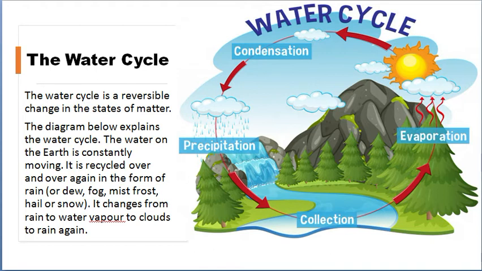The water on the earth is constantly moving. Students, you can see all the processes are moving constantly or continuously. It is recycled over and over again in the form of rain or dew, fog, mist, frost, hail or snow. It changes from rain to water vapor to clouds to rain again.